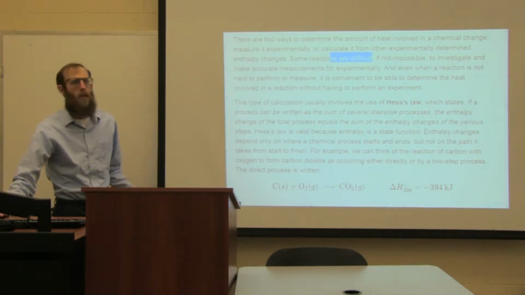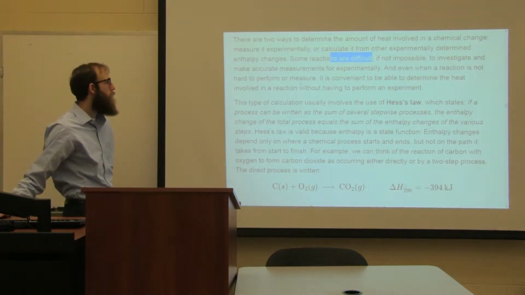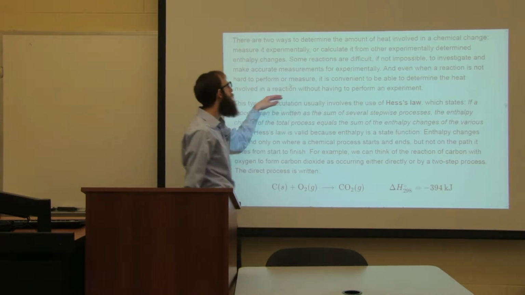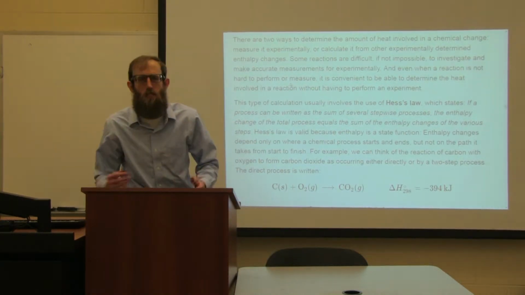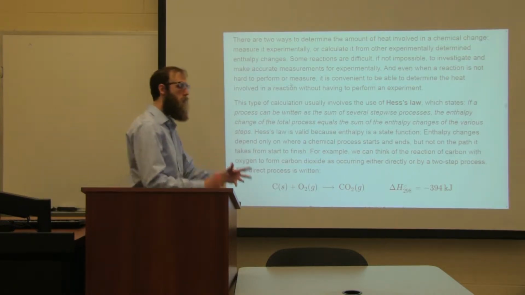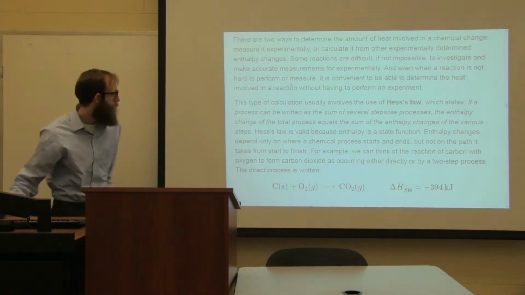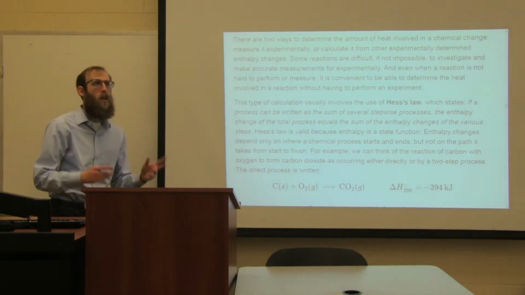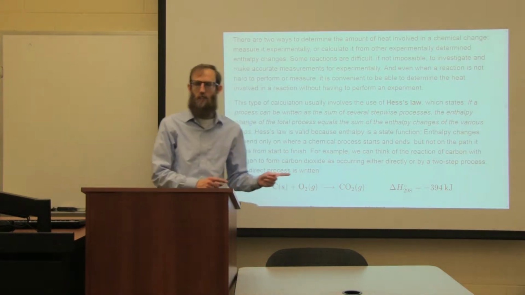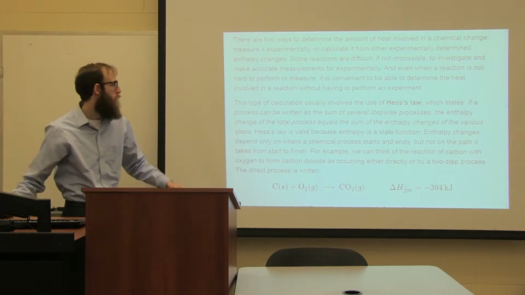For some reactions, it's very difficult to make accurate measurements, because it's really hard to set up the standards for standard state. And even when a reaction is not hard to measure, it is convenient to be able to determine the heat involved in the reaction without performing the experiment. It's just easier to sit there and do some math than it is to set the experiment up and measure. But having explored this enough, we know that the math should meet the experiment within the uncertainty of the experimental apparatus used to develop the experimentally determined data from which we're doing our calculations. So there's always this back and forth between the empirical evidence and the theoretical framework that we're performing it within.